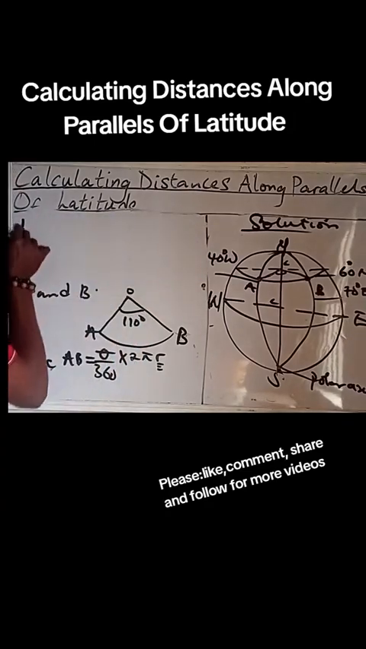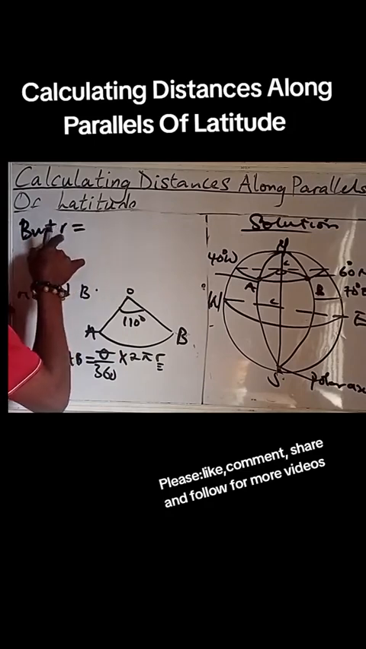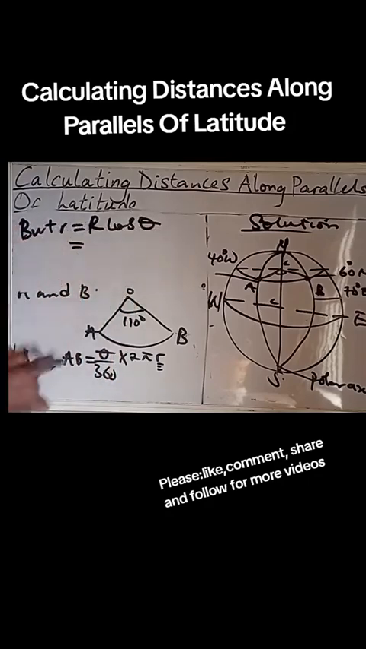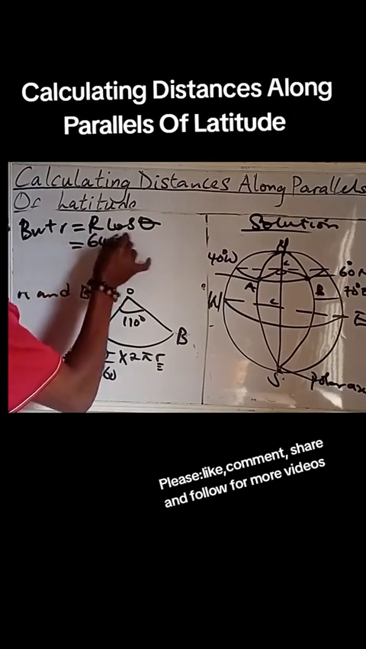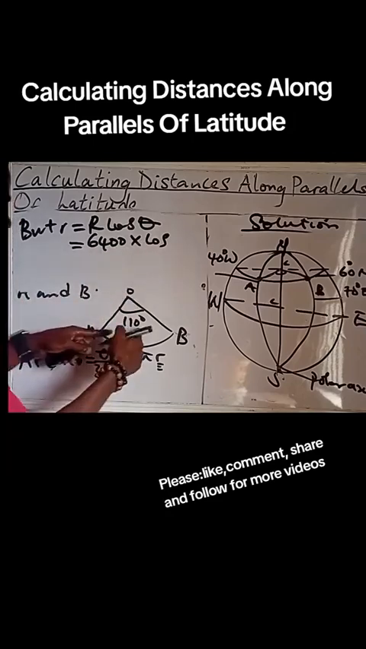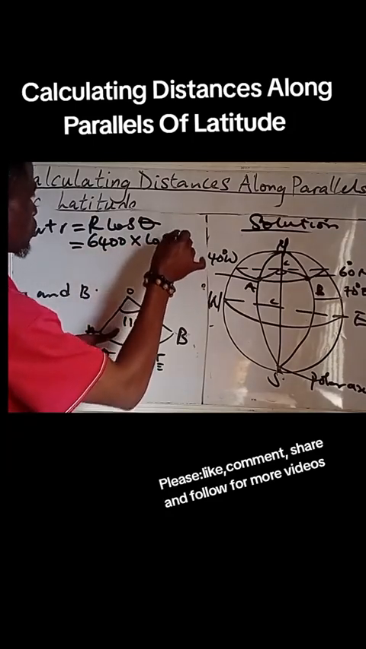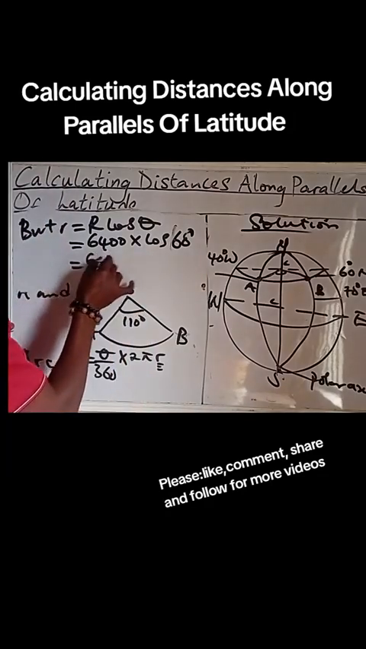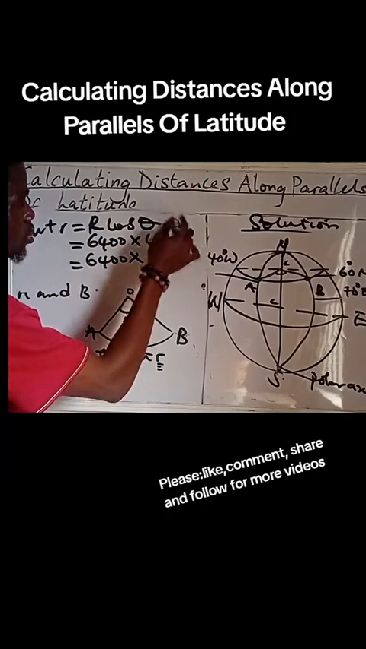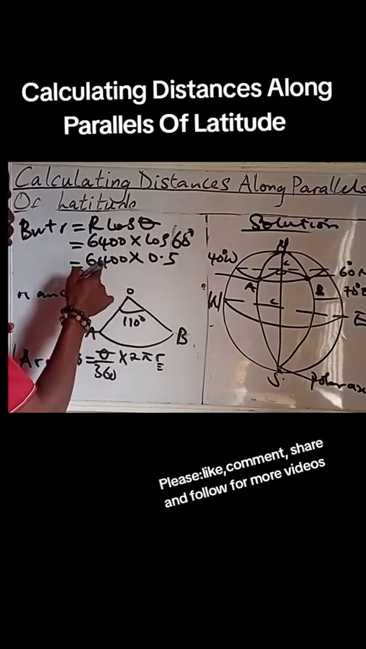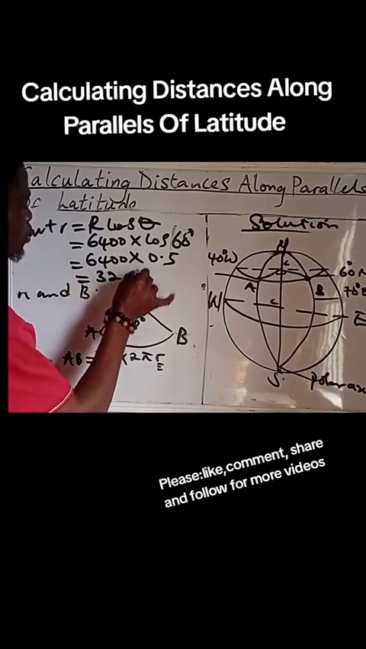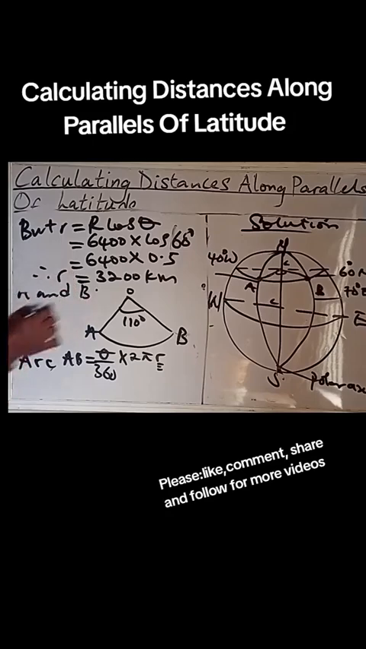Then what is the next thing to do? Your small r is R cos theta. Now, what is R? The capital R, the radius of the earth, which is 6,400 kilometers. Then cos theta. What is your theta now? Is it 110? No, your theta is 60 degrees. So we have 6,400 times cos 60, which is 0.5. When you multiply 0.5 times 6,400, it gives you 3,200 kilometers as the radius of the parallel of latitude.